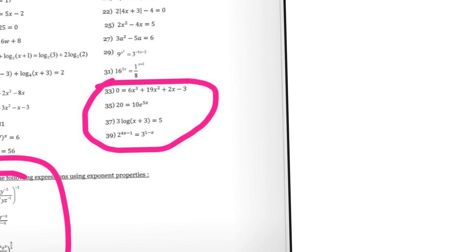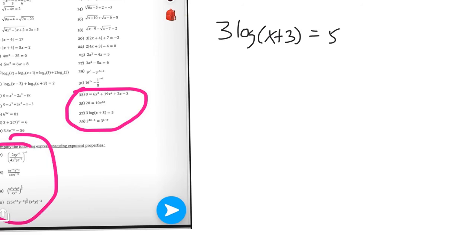So, 3 log of x plus 3 equals 5. Let's take a look at this. There's another property of logarithms. Actually, am I going to be able to use that? I am curious what happens when I divide both sides by 3, because I want to get this log thing by itself. Let's do that first. Log of x plus 3 equals 5 over 3.